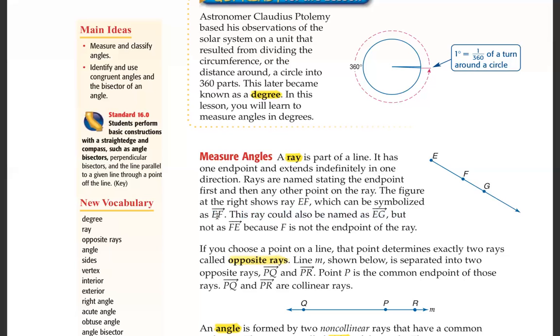There's a symbol that you have to write on top of the two letters when you name a ray, and that symbol is a line with an arrowhead on the right end.